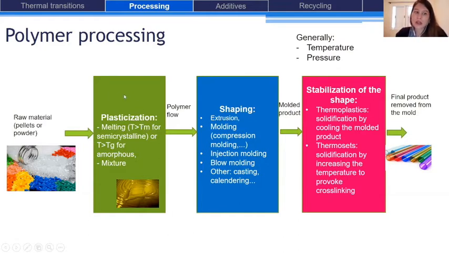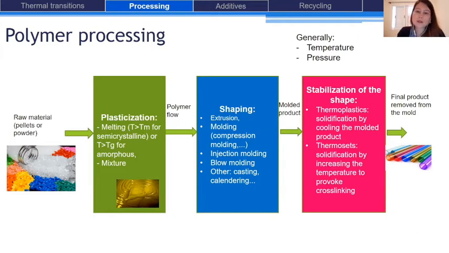In this stage, we will work either above the melting temperature of semi-crystalline polymers or above the Tg of amorphous polymers. During this step, we will be able to mix this polymer with other additives, like dyes, other polymers, other particles, and so on. And after this plasticization step, where we generally apply mechanical work and temperature on the polymer, the polymer will flow, and it will go to a shaping step.